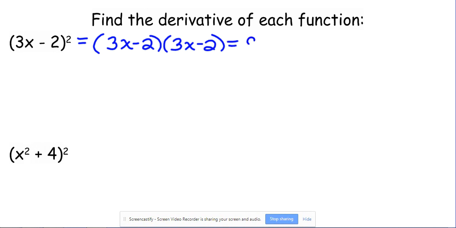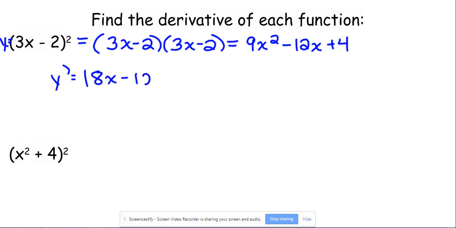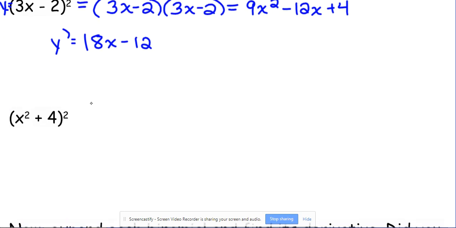Let's do 3x times 3x is 9x squared. The outside gives us negative 6x. The inside gives us negative 6x. So that's negative 12x. And then negative 2 times negative 2 is positive 4. So then when we take the derivative of it, I'm just going to say that this was y, so that we can say y prime equals 18x minus 12. We could have also used the product rule, and that's what I'm going to use on the next one, just so that we see a variety here.